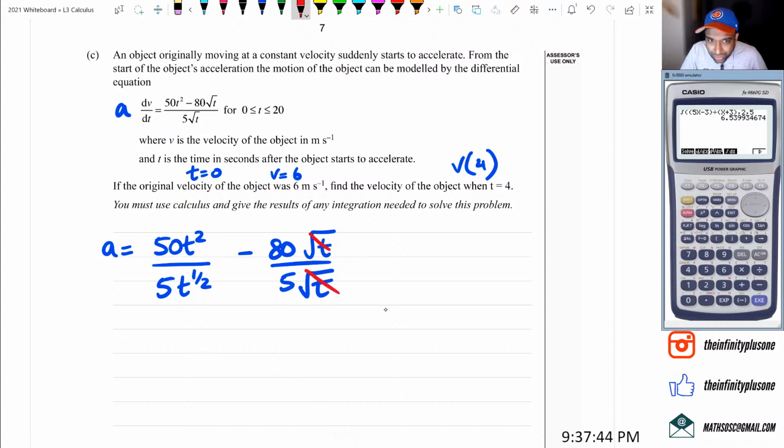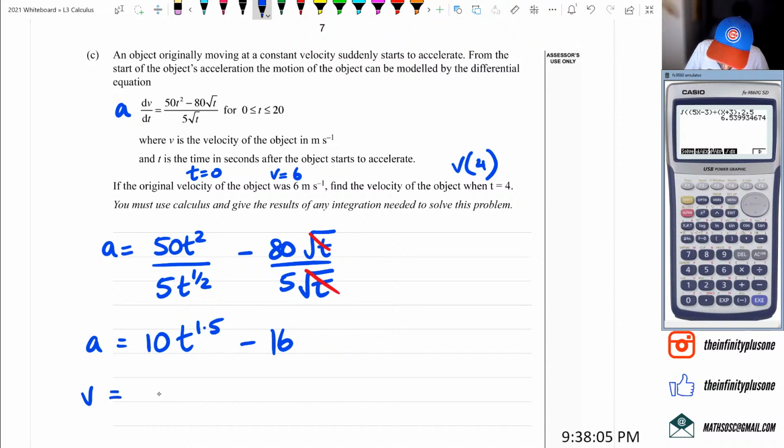So we're going to cancel the 2 square root of t's. What we've got here is 50 divided by 5 is 10. 2 minus half is 1.5. Minus 80 divided by 5 is 16. Okay, with that, that's your acceleration formula. So velocity formula is now going to be integration of this.